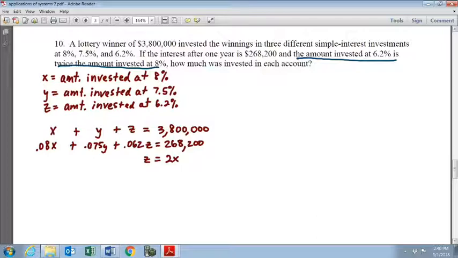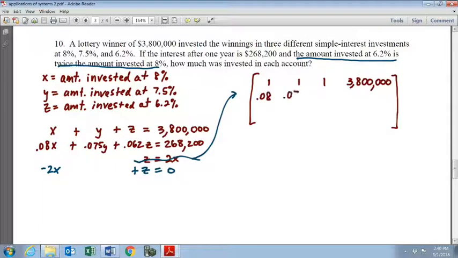All right, now be careful. This last line we need to adjust because we have an X, Y, and Z column on the left, and on the right side we should just have a number. And so let's subtract 2x on both sides. We're going to get negative 2x plus z equals 0. And so that's going to replace that equation there. Now we're ready to put this in matrix form. Be careful on that last row.